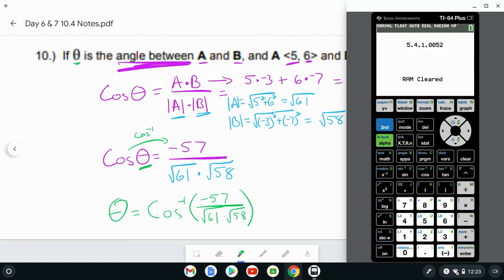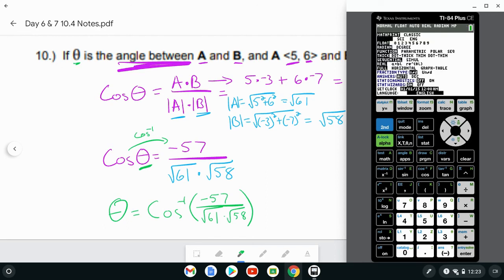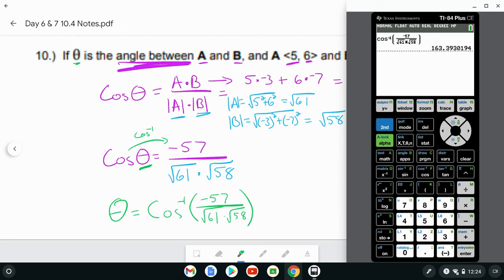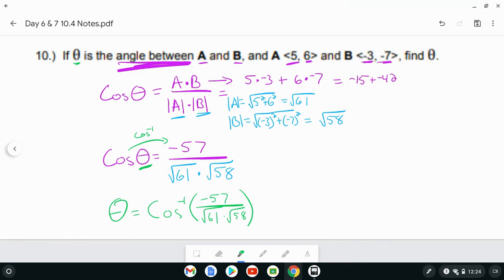So if we go ahead and type this in, and again, be careful if we're getting our answer in degrees, and it doesn't specify here, but make sure that degrees is the mode that we're in if we're looking for degrees. So I would do second cosine, and then alpha y equals enter. That gives us the fraction, -57 over square root 61 times square root 58. Double check, make sure it all looks good, and we end up with an angle of 163.4 degrees.